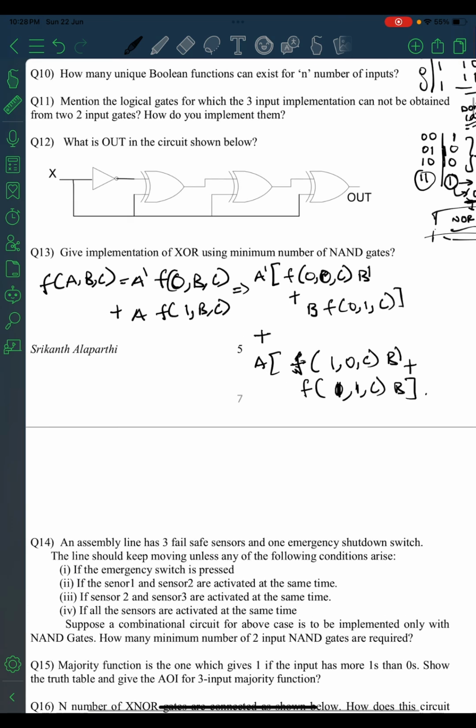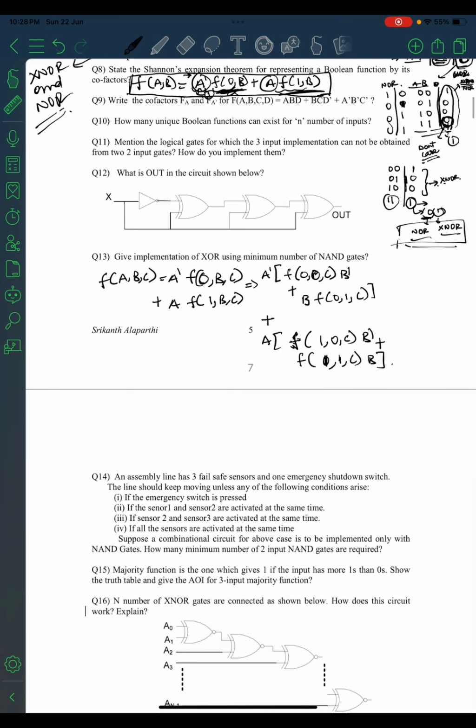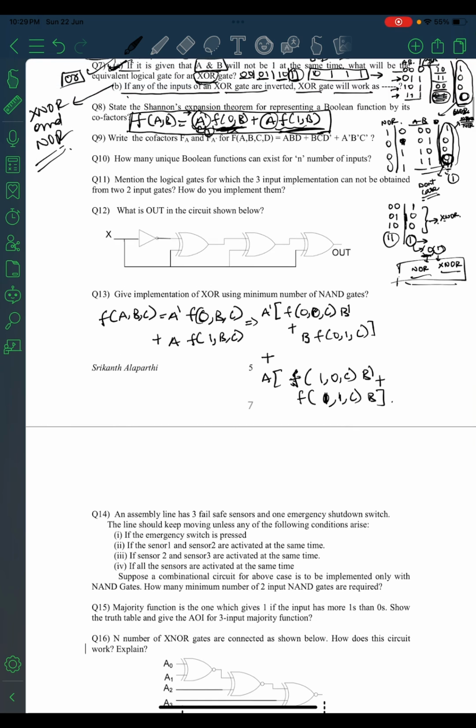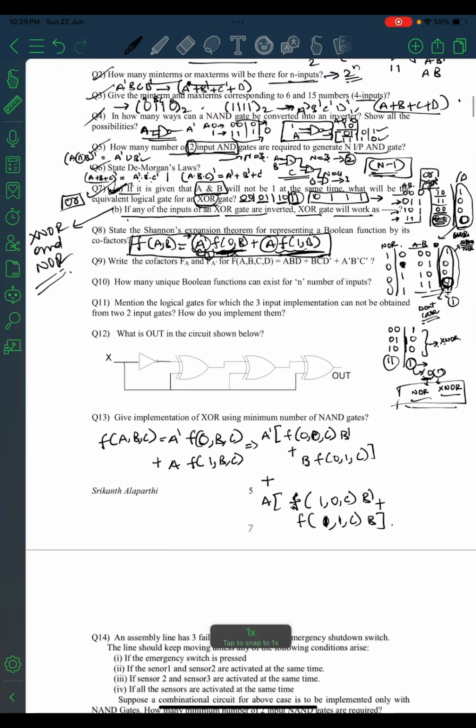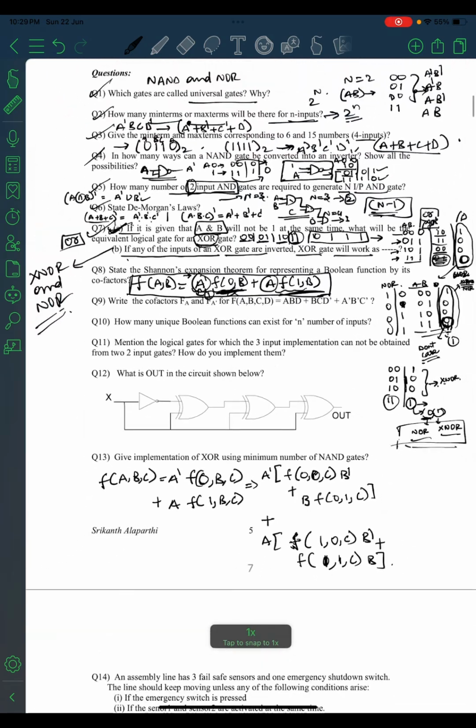So in this way, the nested expansion works for the case of more variables, greater than 2. For the case of 4 variables, the same continues: a dash into b dash into f of 0 comma 0 comma 0 comma d into c dash plus, and so on. In this way, the nested Shannon's expansion works. So this is what he's asking, by its cofactors. Yeah, that's it.